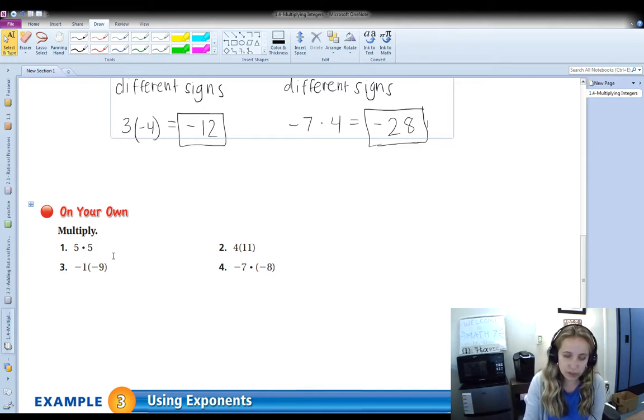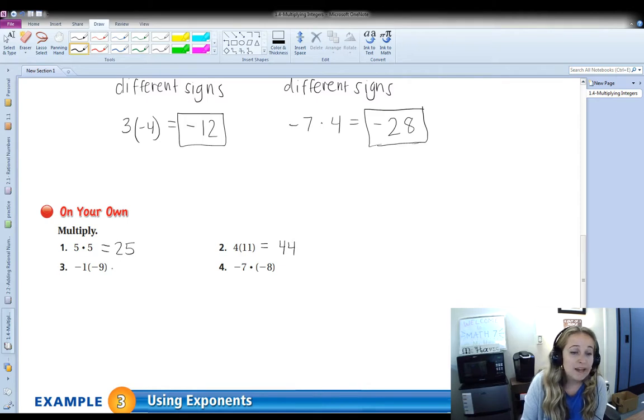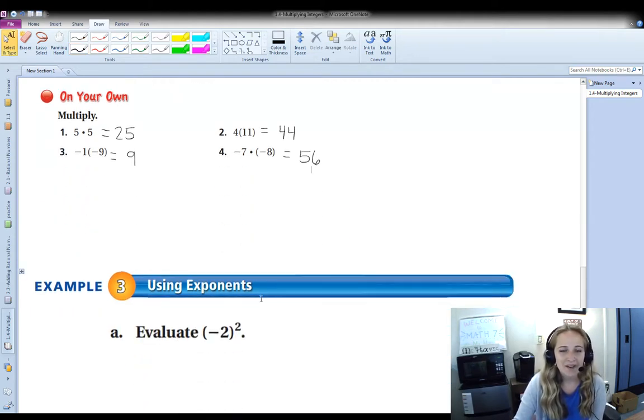Okay, you should have done 1 through 4, and here are the answers. 5 times 5 is going to give us 25. 4 times 11 is going to give us 44. -1 times -9, same sign, so my answer is going to be positive 9. And negative 7 times negative 8 is going to give me a positive 56 since they're the same sign.